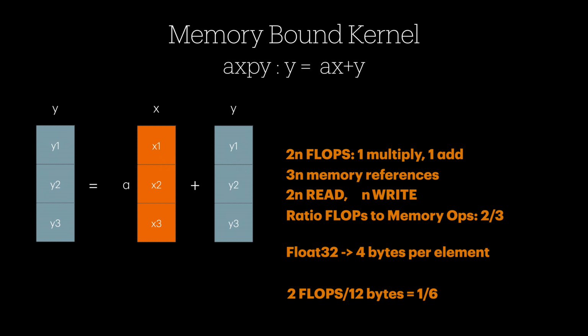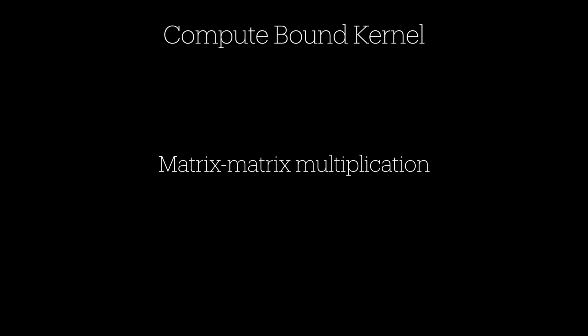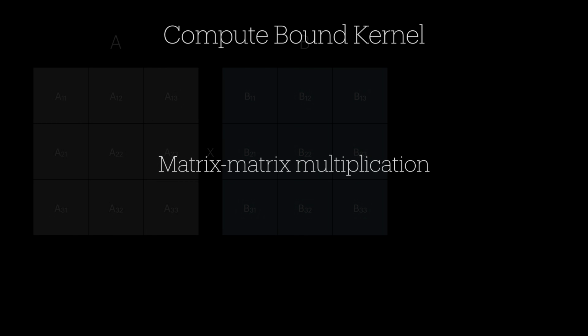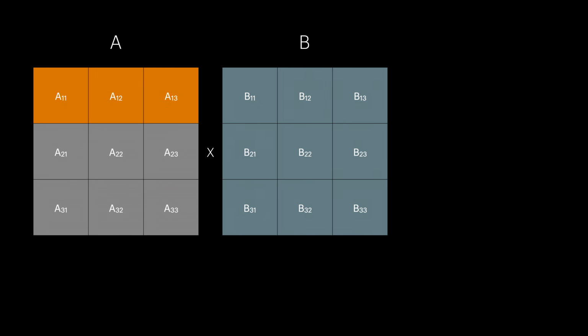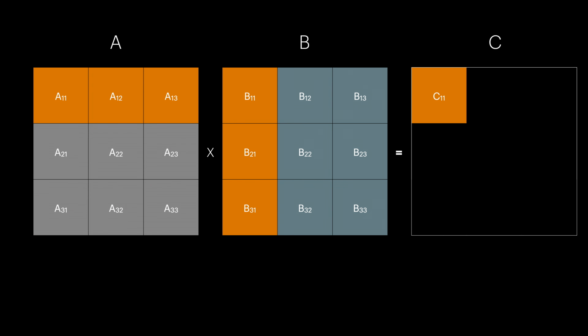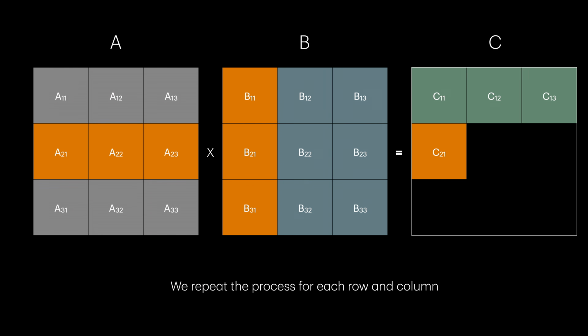To measure peak compute throughput, we need a kernel that is the exact opposite of AXPY, one that is compute bound, not memory bound. That's why we choose matrix multiplication. Here, we multiply two matrices, A and B, to produce matrix C. Each element of C is computed as a dot product between a row of A and a column of B. The process is repeated for each row of A and each column of B.